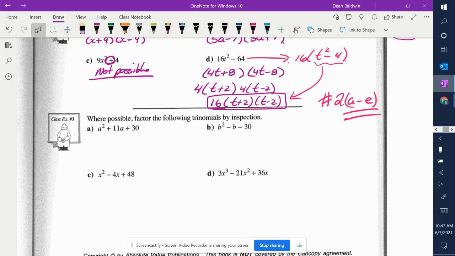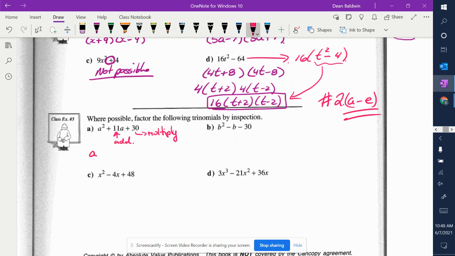That students remember from grade 10. You've got a trinomial. Does anybody remember how to factor trinomials? So this is where you look for the numbers that multiply to the end and add to the middle. So what multiplies to 30 and adds to 11? 5 and 6. Okay?